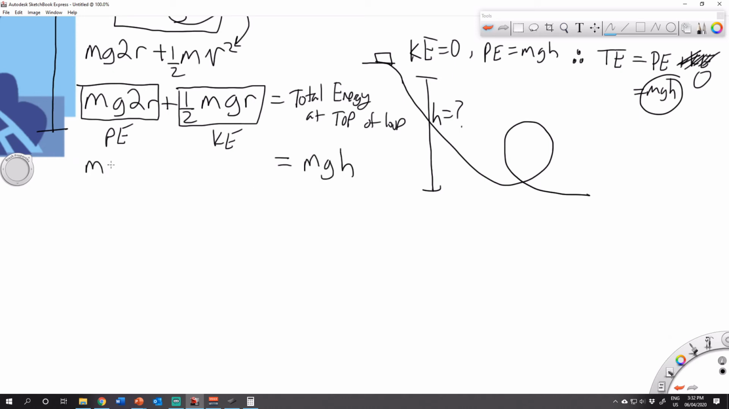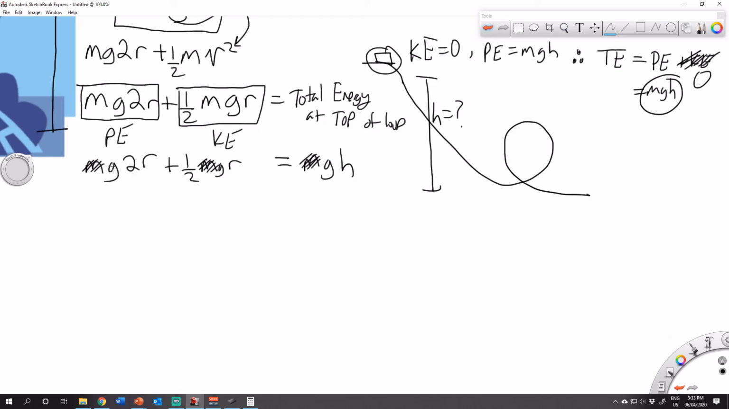Alright, so let's rewrite this. The left side of this equation represents the total energy at the top of the loop. The right side represents the total energy at the top of this drop here, just before the loop. Now, one really cool thing you should notice is what happens to all the masses. Well, the masses all drop out, which is good, because then it doesn't matter who's riding the roller coaster. If it did matter, then things would get ugly.